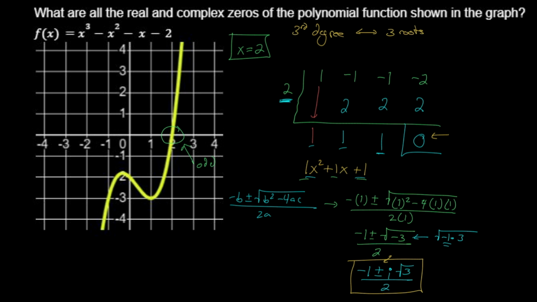So we have two roots here and then one root from the 2 earlier. So overall our answers are 2, put them in squiggly brackets because we have a list here, negative 1 plus i radical 3 over 2, and negative 1 minus i radical 3 over 2. And there we go.